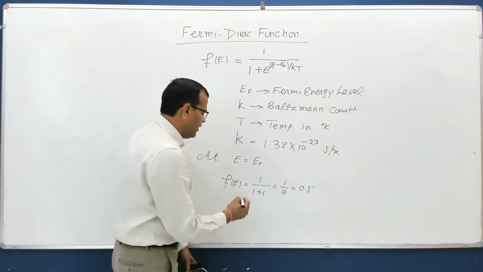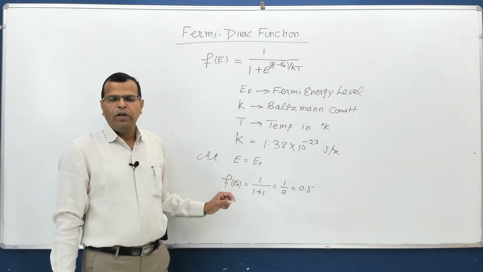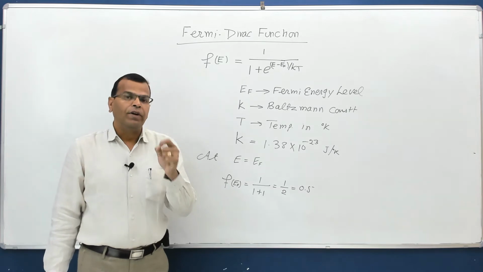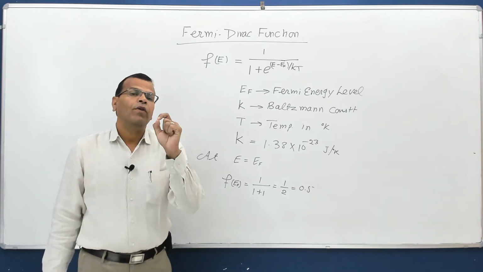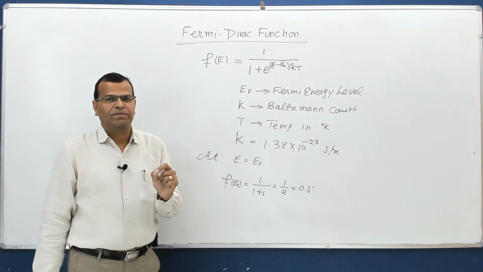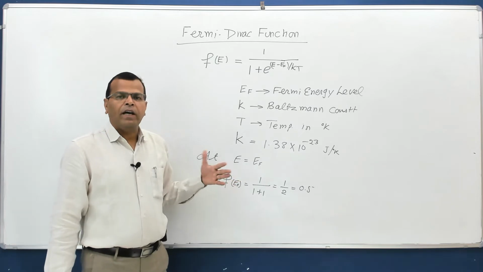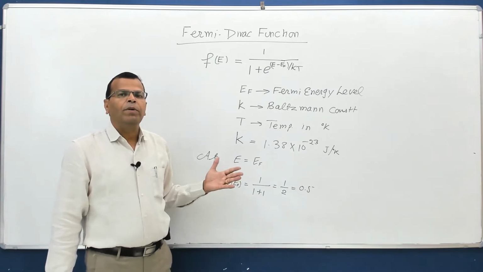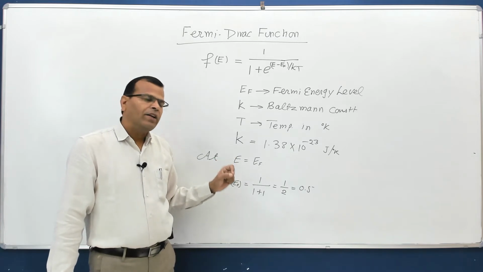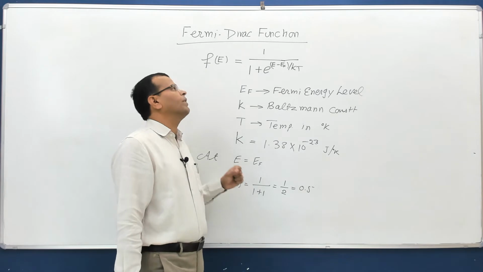So how can I define this EF? Fermi level I can define now. The Fermi level is the energy level where the probability of occupying the energy state is 50%, or we can say the Fermi level is the energy level where the probability of occupying that energy state is 50%. So that is how we define the Fermi level.